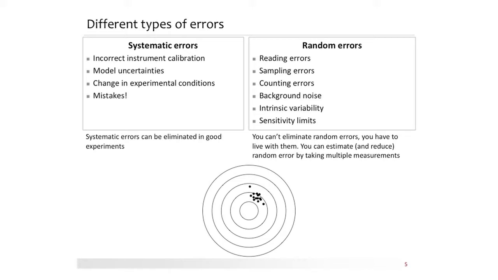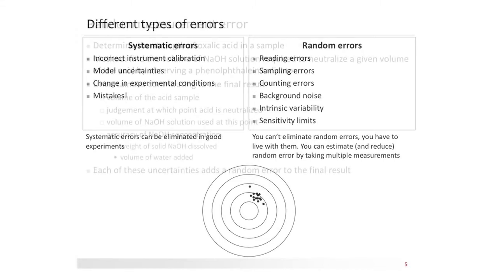I will concentrate on random errors, which would be reading, sampling, counting errors. I will discuss this in a moment. They could also be due to background noise or intrinsic variability of your subject, and some sensitivity limits where you can't measure things exactly. Now, you can't eliminate random errors. They are there. That's it. So you have to learn to live with them. The best thing you can do is estimate random error, and you can actually reduce it a little bit by taking multiple measurements, by doing replicates.